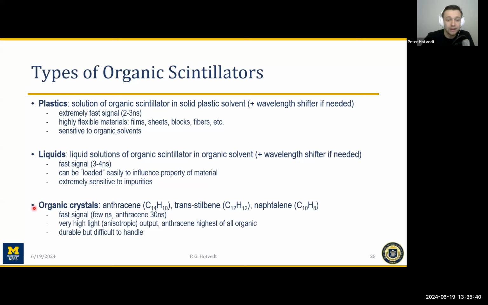You just have to be very careful about impurities in the detector since these are very sensitive to that. Finally, you have organic crystals. These are like anthracene, trans-stilbene, naphthalene. These are fast signals, and all organic scintillators produce pretty fast signals.